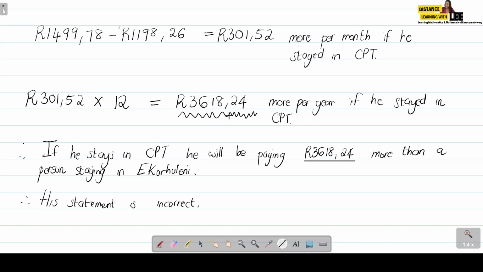And then from there, we could just compare the answer that we have to his initial statement. And we see that the answer that we have is more than his initial statement. Therefore, if he stays in Cape Town, he will be paying 3,618 rand and 24 cents more than a person staying in Ekurhuleni. Therefore, his statement was incorrect. Because in his statement, he said 3.6, but what we calculated was 3,618.24.